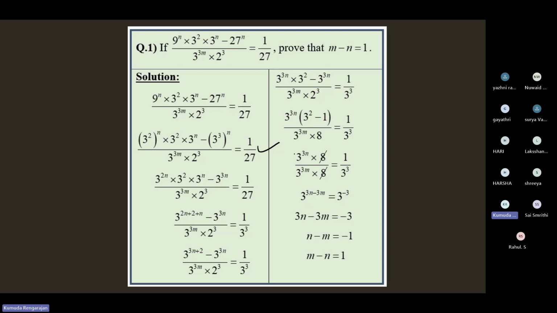Now we'll use a law of exponents. When bases are same and it's multiplication, we add the powers. Or if it's division, we subtract the powers. We'll do that. So before that, 2 into n, 2n. 3 square here as it is, 3 to the power n as it is, 3 into n, 3n. And the denominator as it is, equal to 1 by 27. So in this step, we just multiply the powers: 2 into n, 2n, 3 into n, 3n.